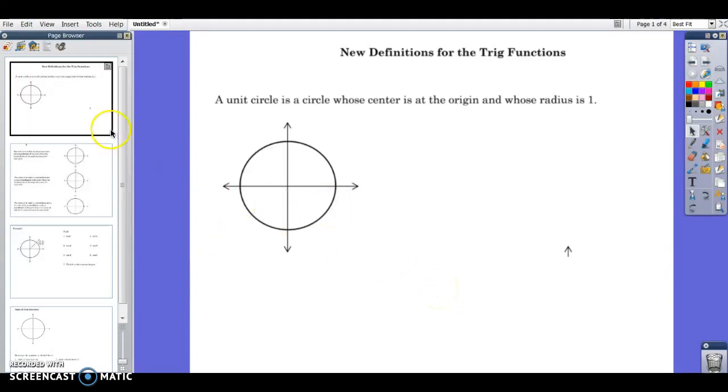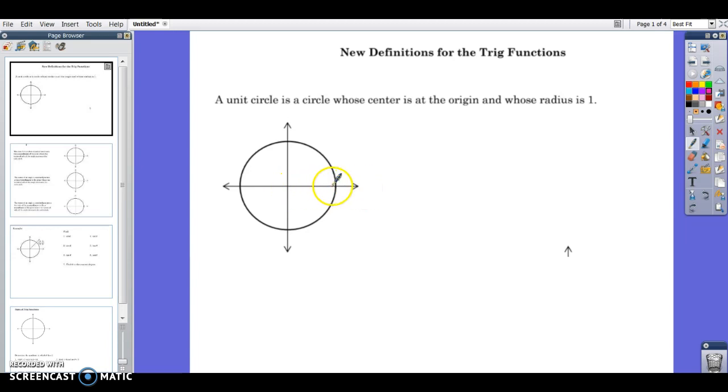So today we're going to talk about the unit circle, what it is, how we use it, and why we use it. We've been talking about trig functions to find in a right triangle, and we had certain definitions for sine, cosine, tangent. But now we're going to have new definitions for those trig functions because now we're taking it outside of right triangle.